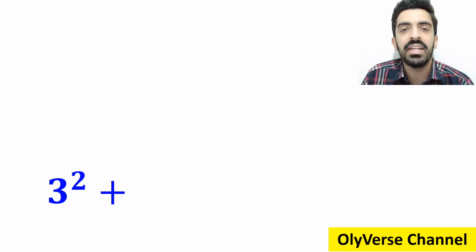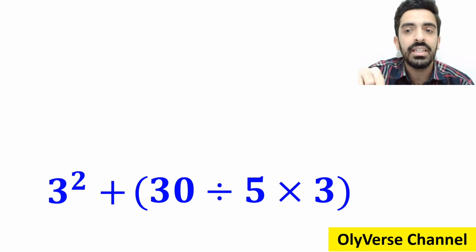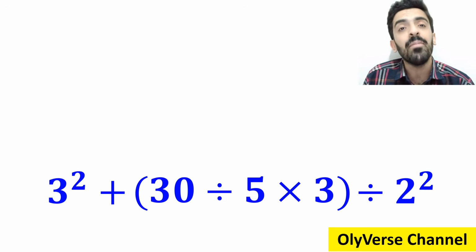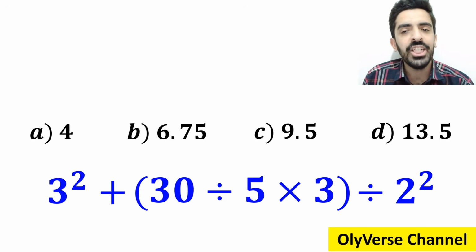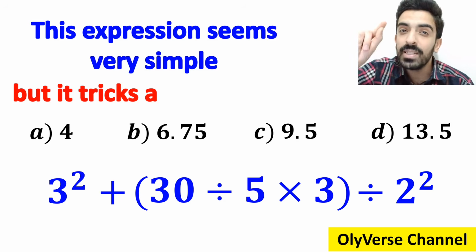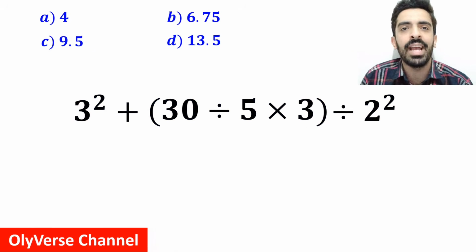What is the value of the expression 3 squared plus open parenthesis 30 divided by 5 times 3 close parenthesis, then divided by 2 squared? Which option do you think is the correct answer to this question? This expression seems very simple, but it tricks almost everyone. Let's go step by step and solve it together.